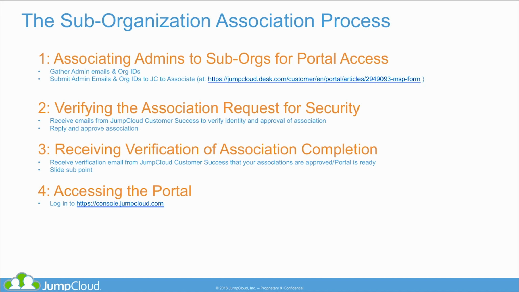Let me speak specifically first to the administrative emails. In order for the admin and their email to gain access to the Multi-Tenant Portal, they must currently be associated with some current JumpCloud tenant. It doesn't have to necessarily be any of the org IDs that you're going to give them new access to at the Multi-Tenant Portal. It simply means they must be associated with some current JumpCloud tenant.